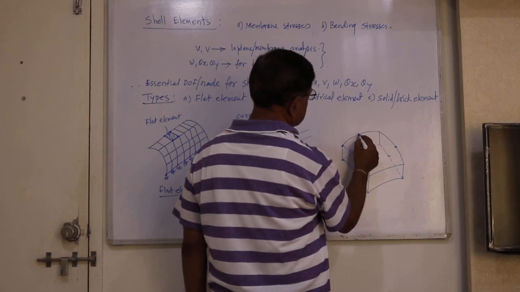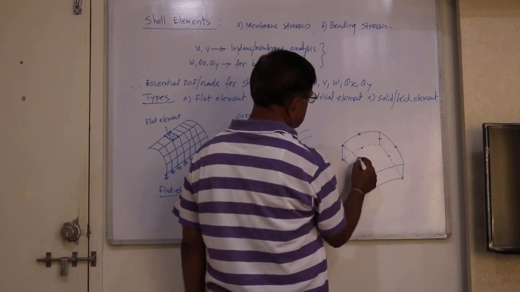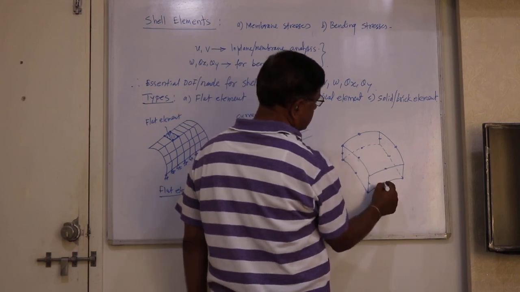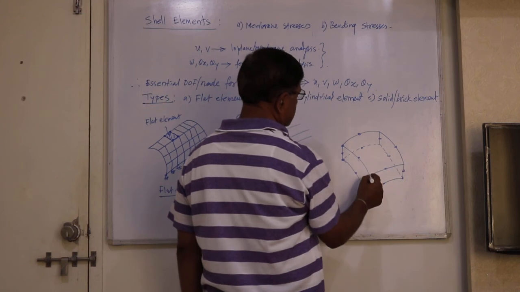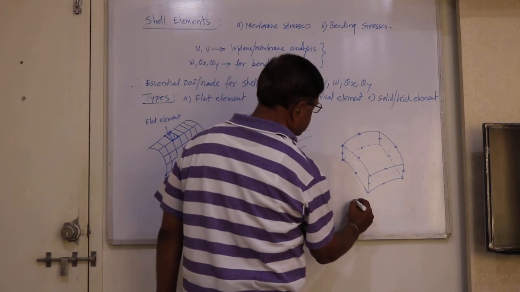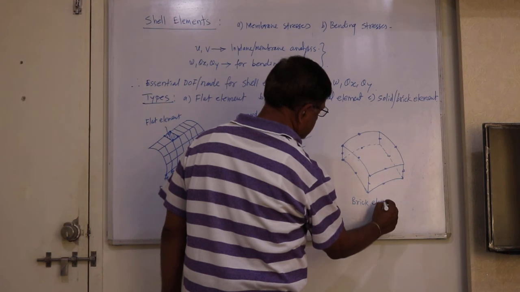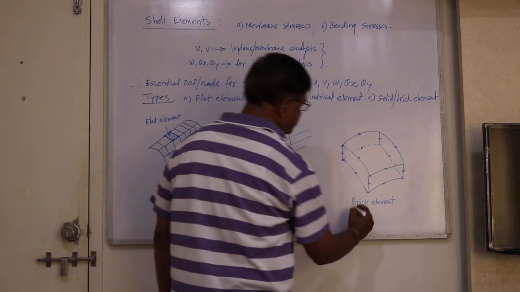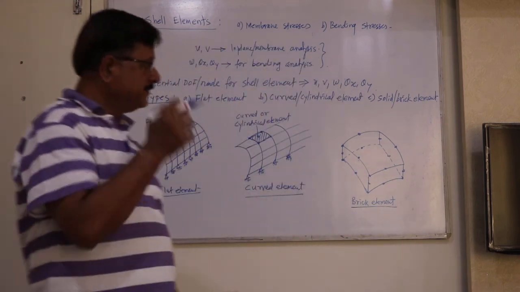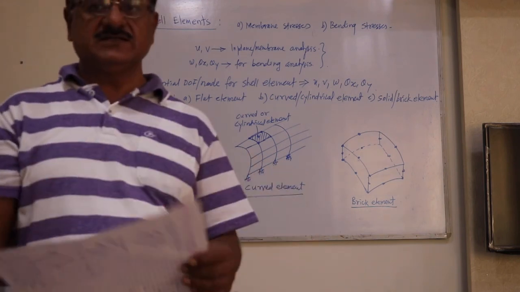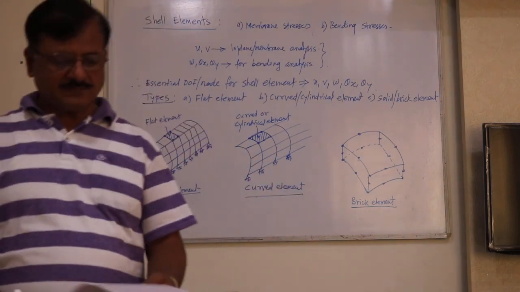So in much better way, I can try to draw the sketch for 20-noded brick element. So this is a brick element or solid element. Okay, so these are the various types of shell elements that you can study.